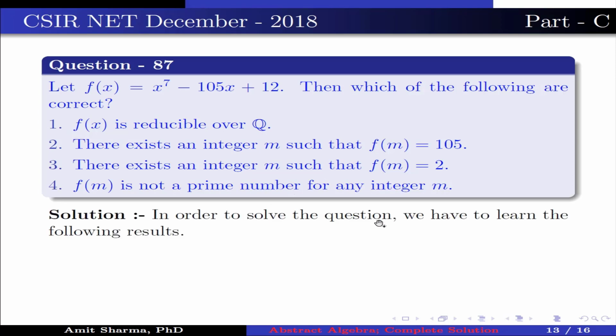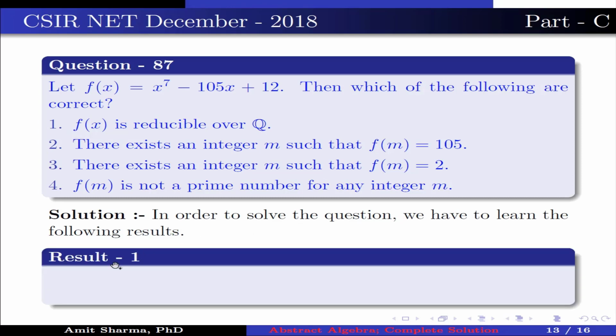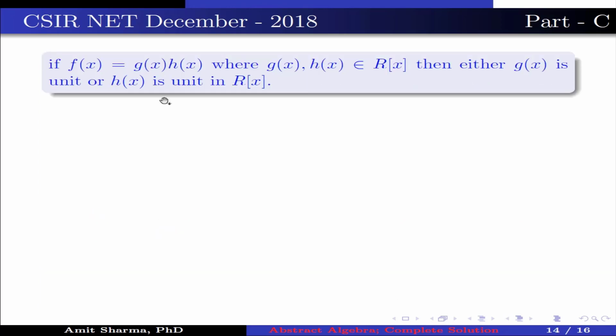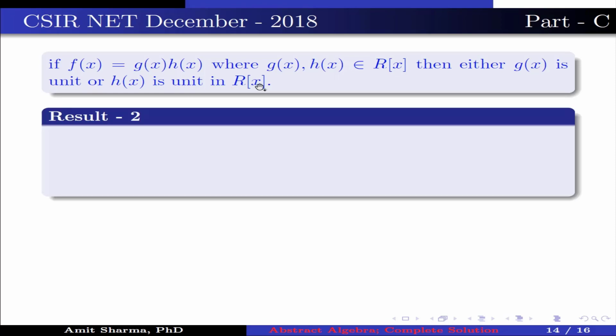In order to solve the question, we have to learn the following results. Result number 1. Let R be an integral domain. A non-zero, non-unit polynomial f of x belonging to R[x] is said to be an irreducible polynomial if f of x is equal to g of x into h of x, where g of x and h of x belong to R[x], then either g of x is a unit or h of x is a unit in R[x].